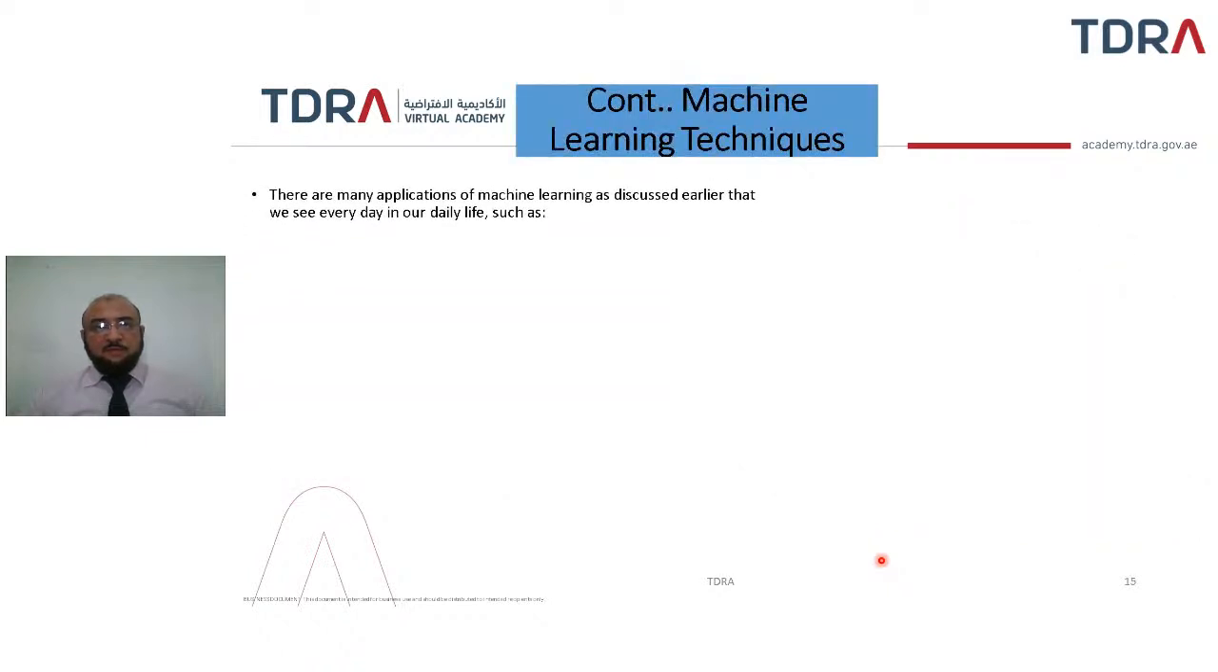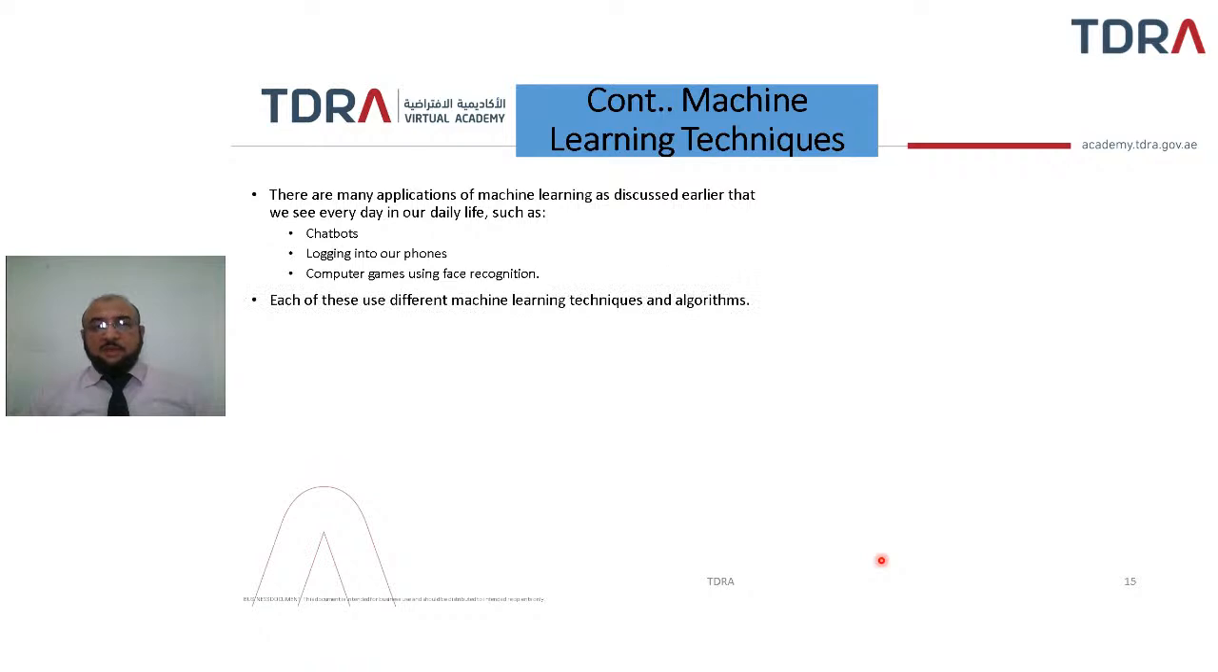There are many other applications of machine learning, like chatbots. Nowadays, whenever we interact with business sites or service providers, there are chatbots which initially help us to resolve our issues. There is also logging into our phones and computer gaming using face recognition. Each of these uses different machine learning techniques and algorithms.